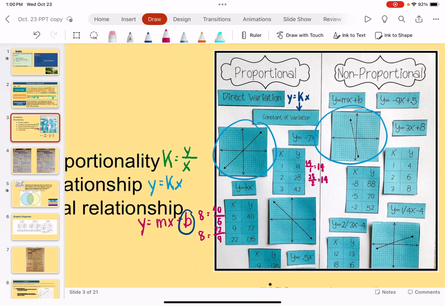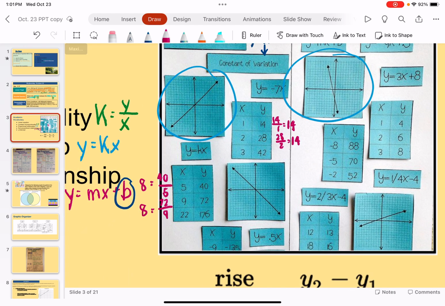And then looking on the right side for non-proportional relationships, you can see that some examples of equations are y is equal to negative 9x plus 0.5, y is equal to 3x plus 8, y is equal to 1/4 x minus 4, y is equal to 2/3 x minus 4. And then you can also see that this top graph has a negative y-intercept, and this bottom graph has a positive y-intercept.